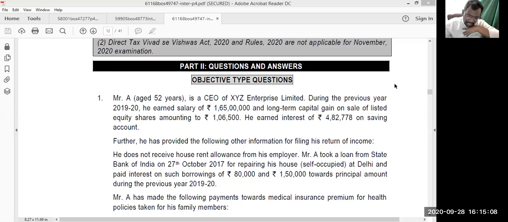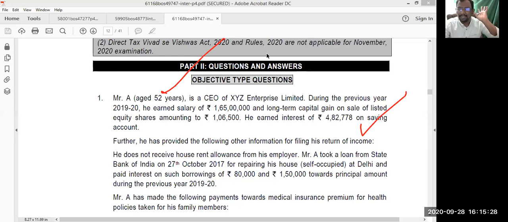He earned interest income of 4,82,778 on savings account. You can see the age is 52 years. The interest income is from savings account. Now, under which section should I claim deduction? 80TTA or 80TTB? Answer: I should claim deduction under section 80TTA.